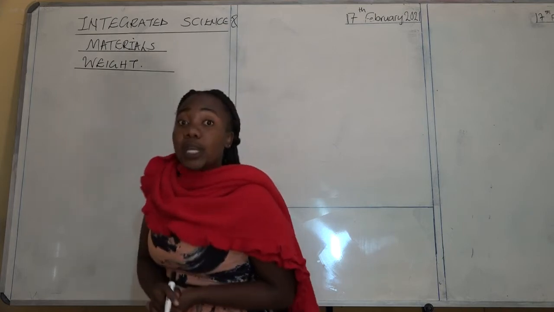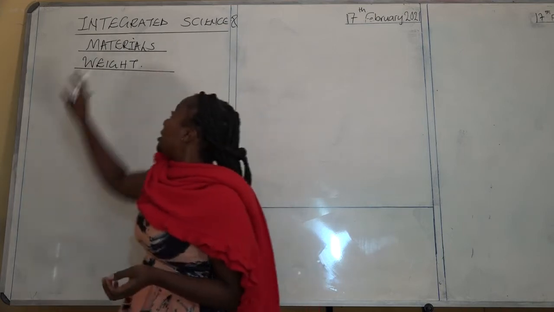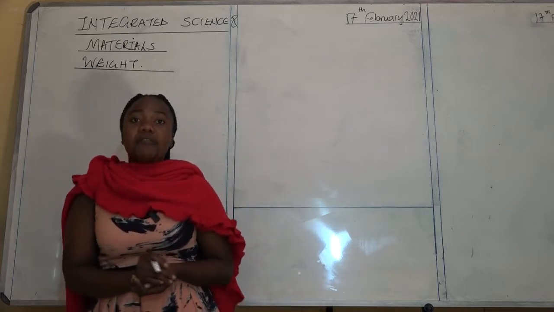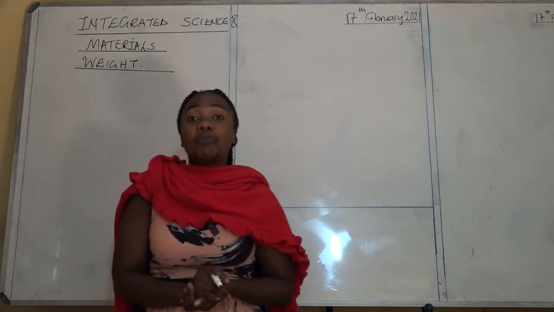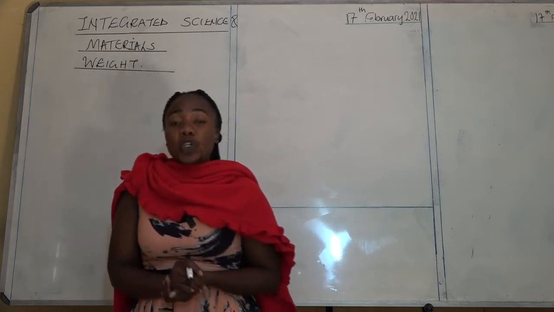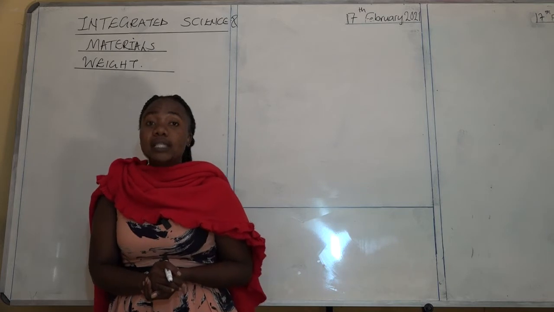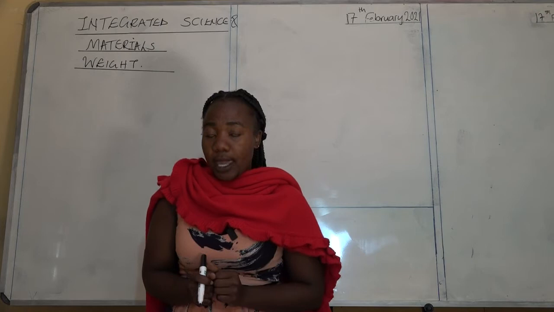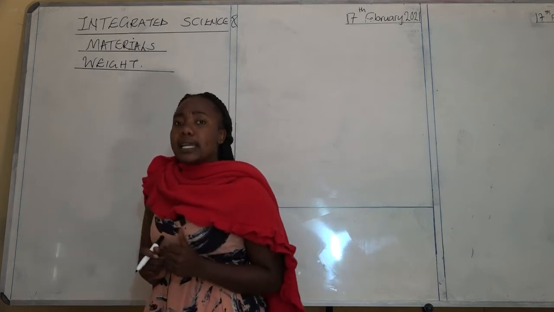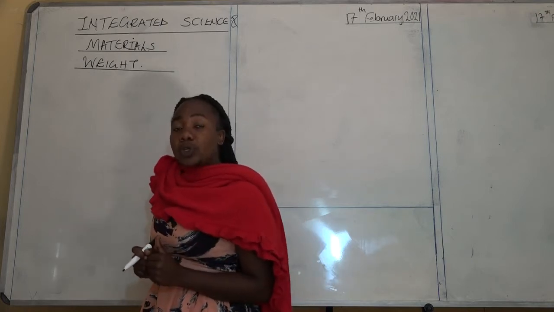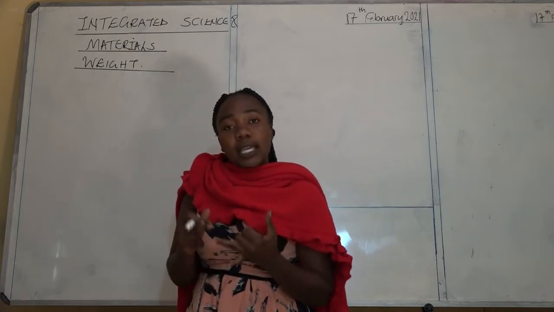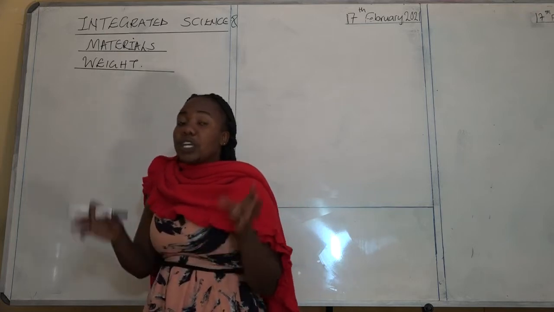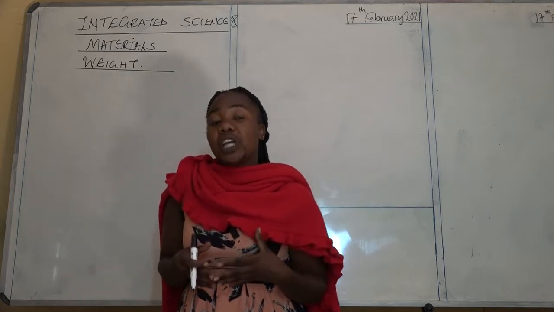Okay, so last week we started the topic which was materials, and we learned about mass. We defined mass. We said mass is the amount of matter in an object, and we also defined what matter was. We said matter is anything that occupies space and has weight. Apart from that, we learned the standard units for mass, where we talked about kilograms, milligrams, and tons. We also learned about the instruments that are used to measure mass.